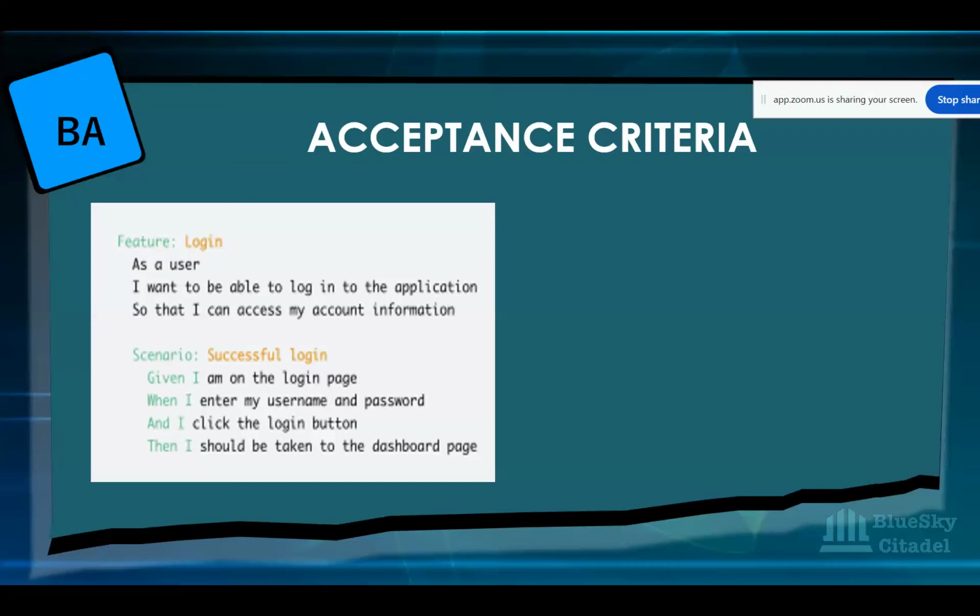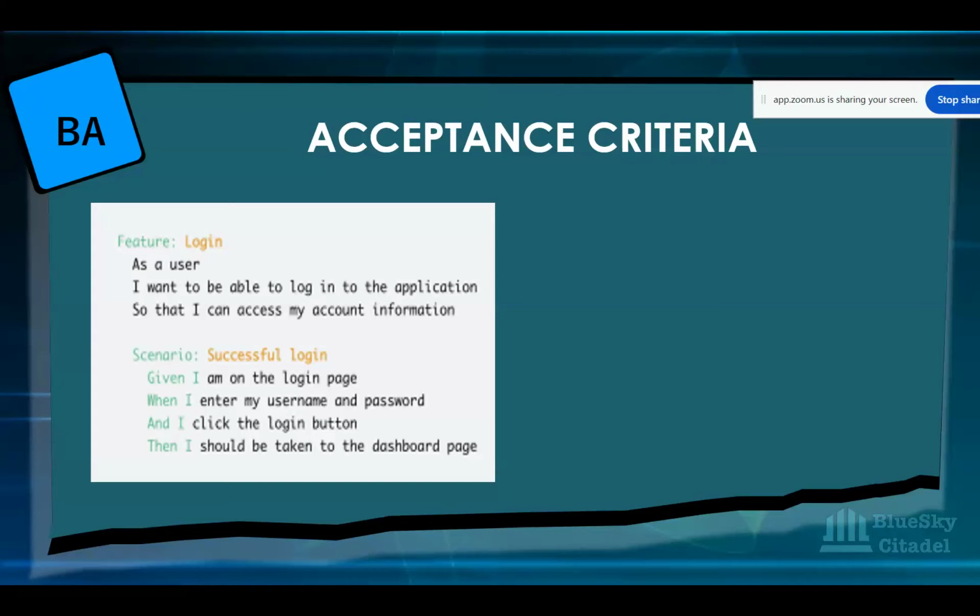Given I enter my username and password, that's the action I take as a user. The next action is I click on a login button. So the action can be multiple things. But once you're under when, you're talking about the action, then is your final outcome. Then I should be taken to the dashboard page.